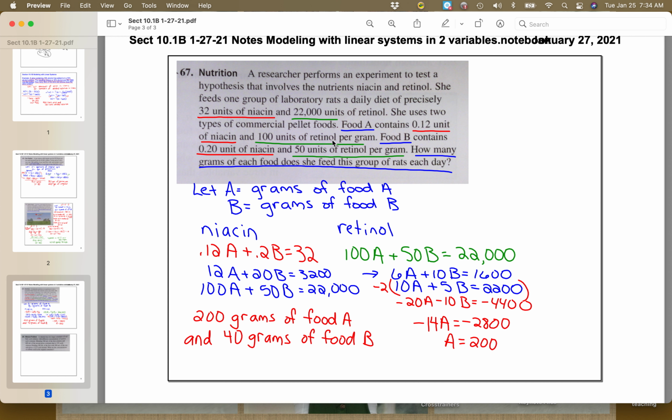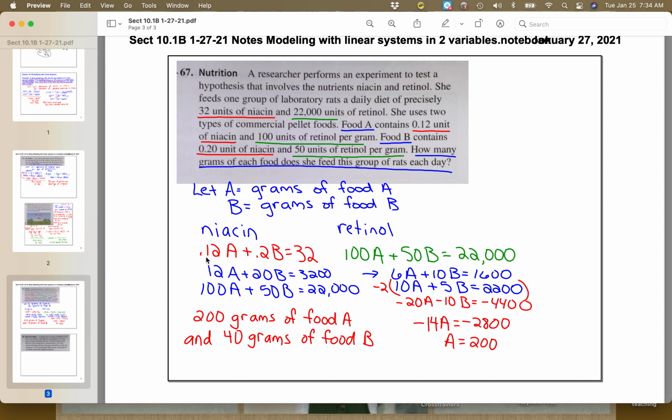Then for the retinol, we have 22,000 units altogether. Food A is going to use up 100 units per gram, so 100 units per gram of food A, plus 50 units of retinol per gram of food B, so 50 times B. And when we add those together, we get the total units of retinol, which was 22,000. So here are my two equations.